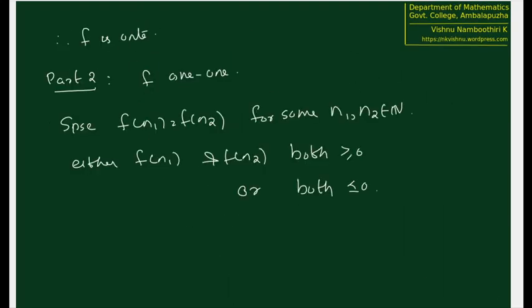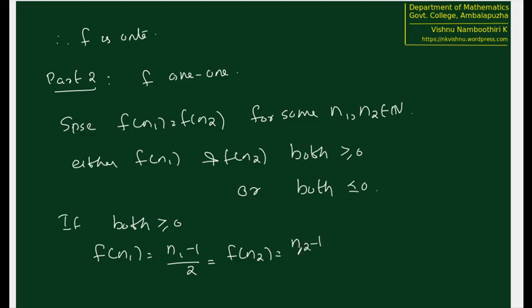So if both are greater than or equal to 0, then f of n1 equals n1 minus 1 by 2, and this is equal to f of n2, which equals n2 minus 1 by 2. If we solve this, n1 minus 1 by 2 equals n2 minus 1 by 2, we get n1 equal to n2.